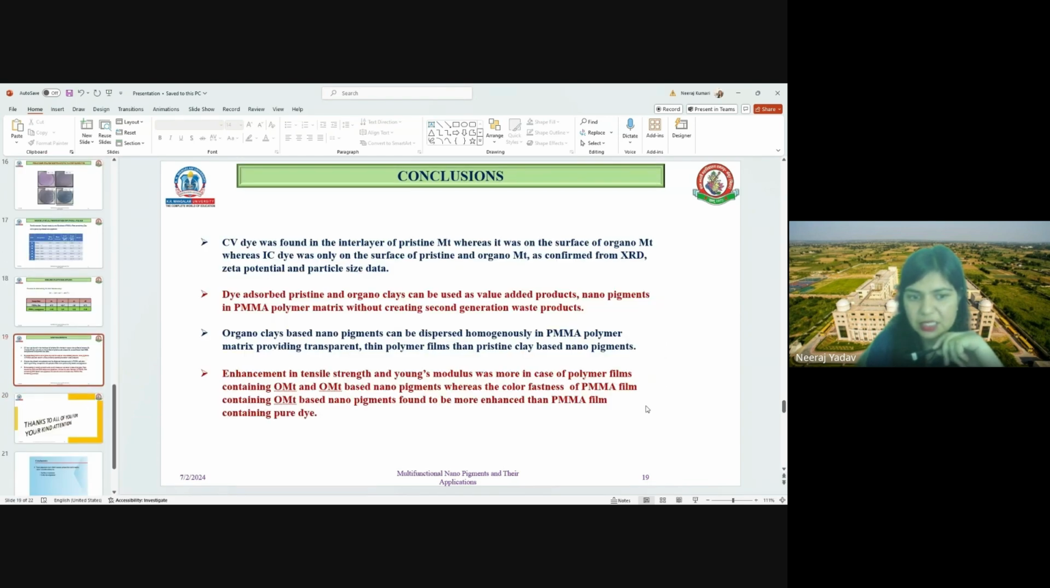So this is the conclusion: we found that CV dye was in the interlayer of the pristine MMT, and it was found on the surface of the organo MMT, whereas IC dye was on the surface of the pristine and the organo MMT, as confirmed from the XRD.